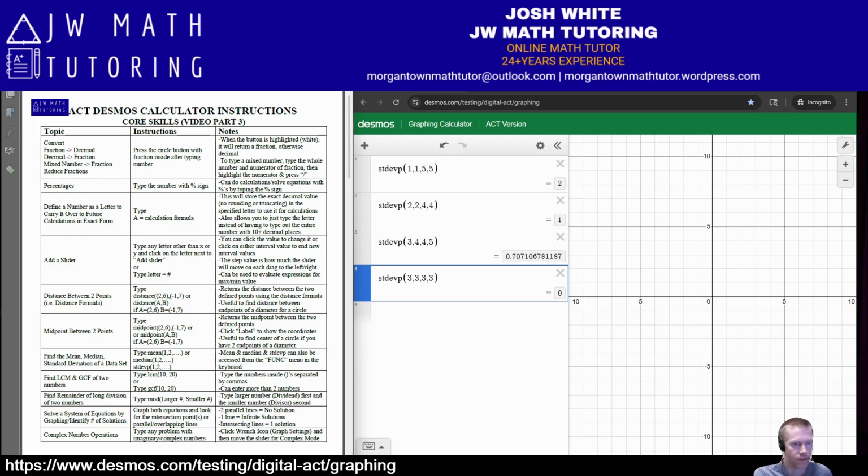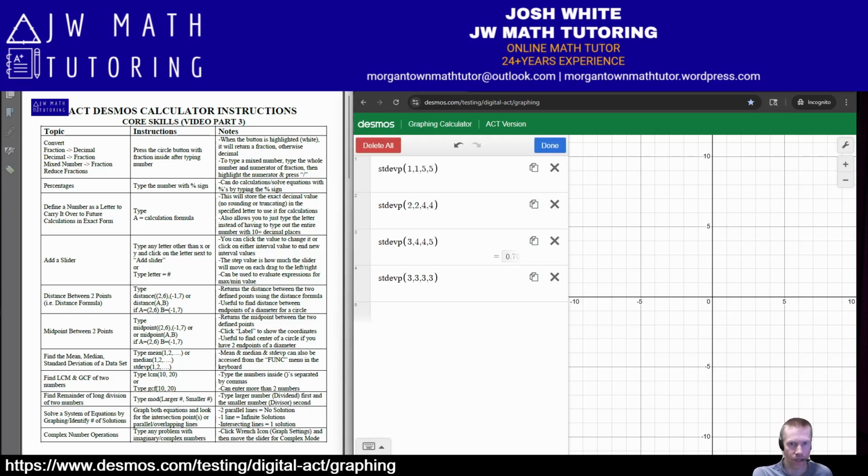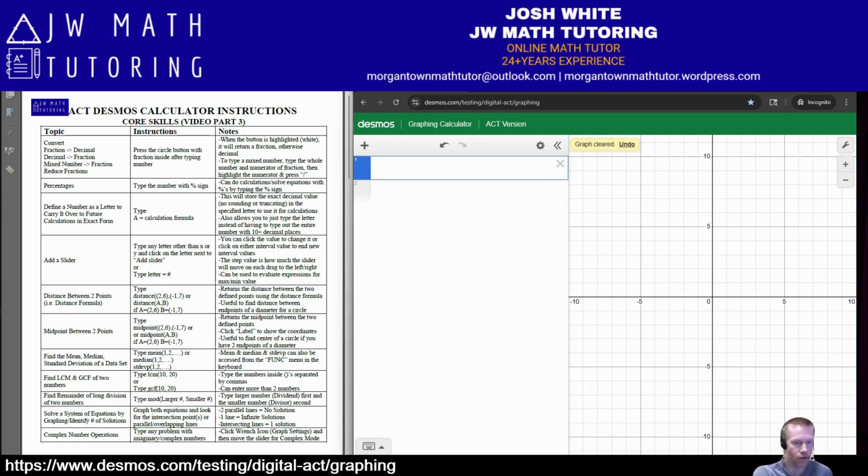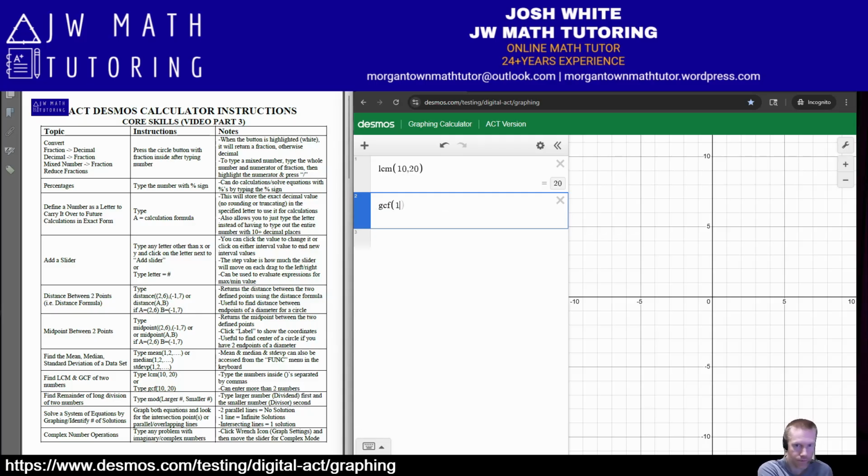All right, now let's talk about least common multiple and greatest common factor, LCM and GCF. These are two basic functions where you would type in either LCM and then put your two numbers inside parentheses separated by a comma, or GCF, your two numbers separated by a comma. And of course, you can use more than two numbers for the operations as well.